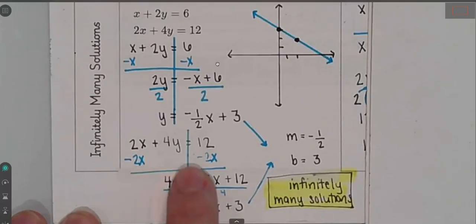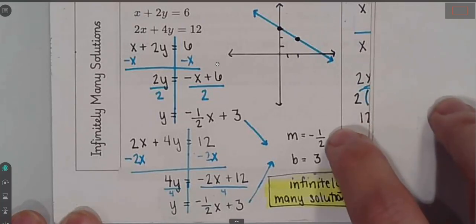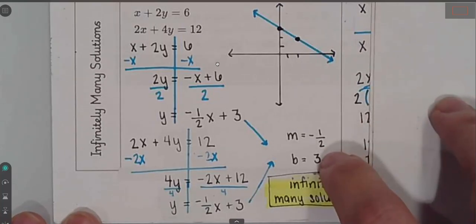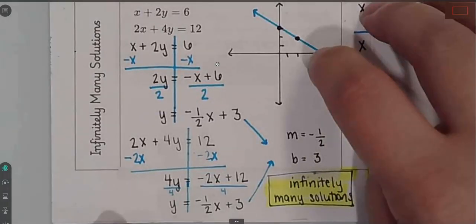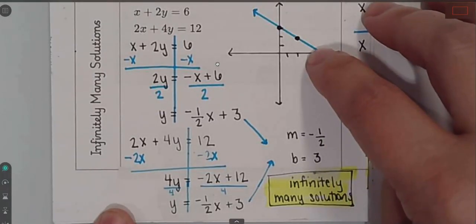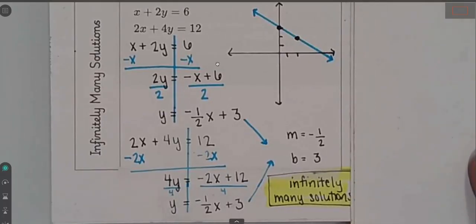For my second one, subtract 2x from both sides. 4y equals negative 2x plus 12. Divide both sides by 4. y equals negative 1/2 x plus 3, which means this also has a slope of negative 1/2 and a y-intercept of 3. Because they have the same slope and the same y-intercept, they're going to produce the same graph. That means they intersect everywhere. They basically completely overlap. So the answer is infinitely many solutions.